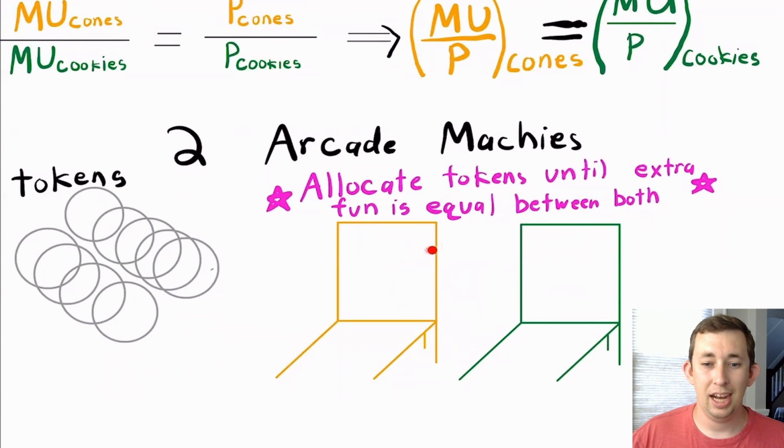So you're saying by the time I get to my last 2 tokens, I would be just as happy playing the orange game twice or the green game once, because you have equated the marginal utility of the orange game with respect to the 1 token to the marginal utility of the green game divided by the 2 tokens that it costs to play that game.